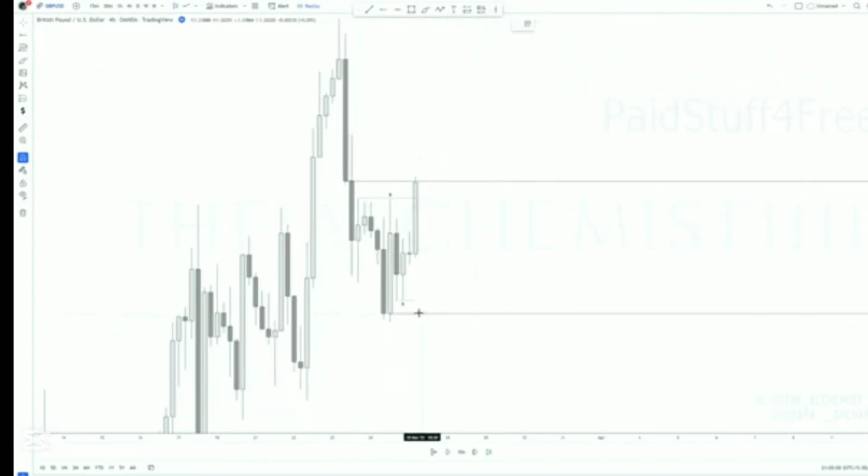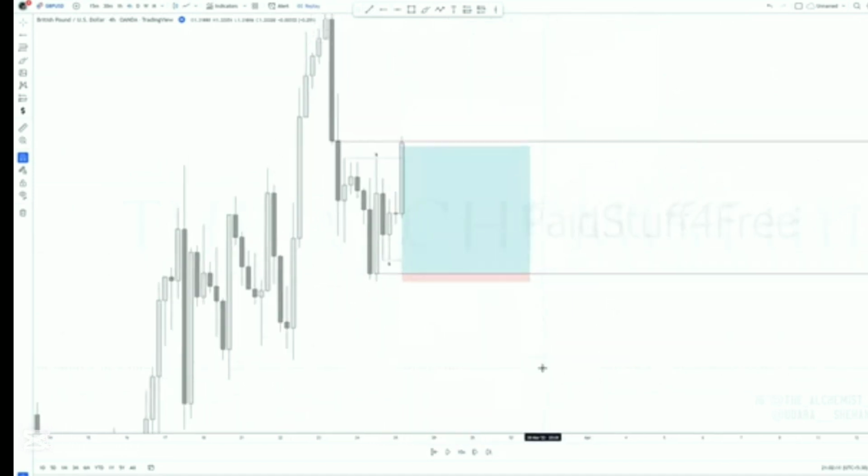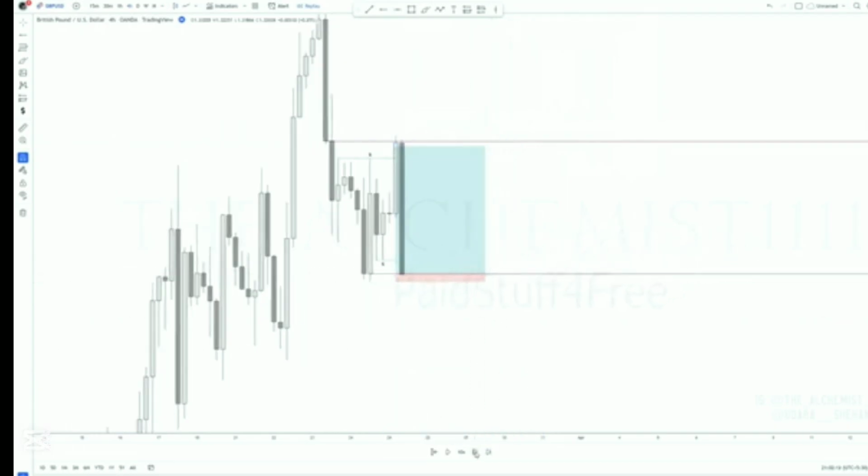Look at this. We can buy it right here. We can have our stop loss below the strong low. Look at that, 3.7 pips. And what happens? There comes the drop, right into this one.